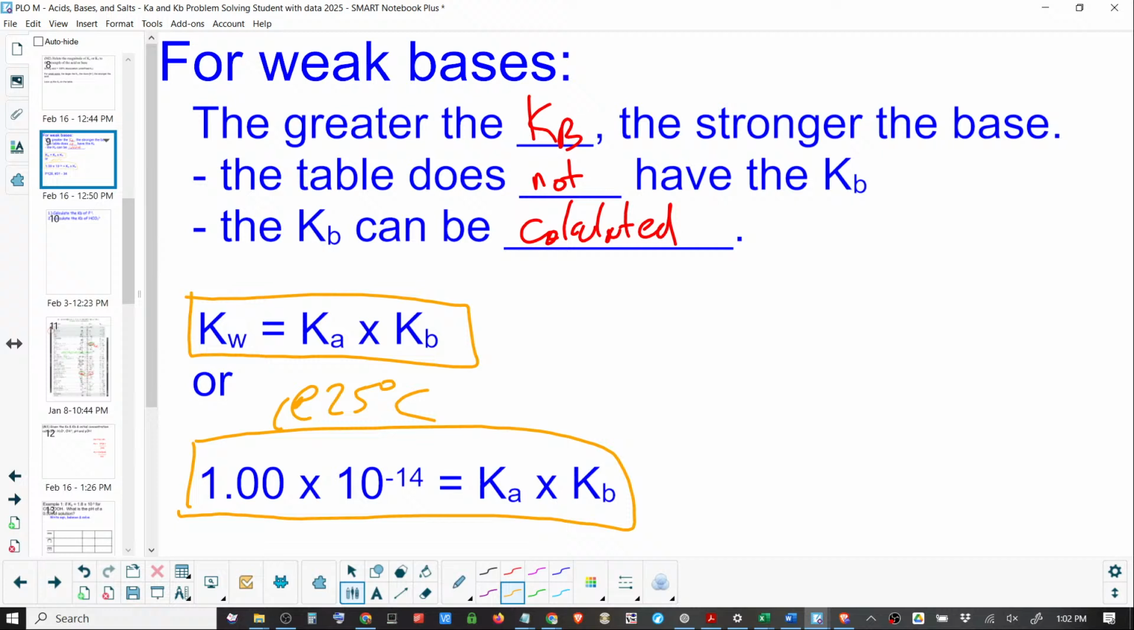Why are you packing up? We go to 1:15 and we still have 10 minutes of our practice problem.